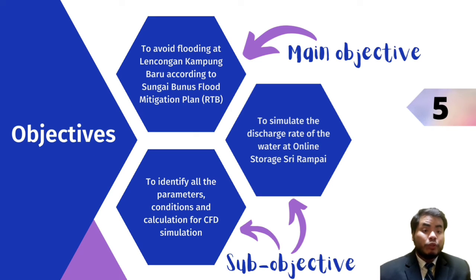Next, we will be moving to the objectives part. The main objective for my project is to avoid flooding at Lencongan Kampung Baru according to the Sungai Bunus Flood Mitigation Plan RTB. Then we have the sub-objectives for my project, which are to identify all the parameters, conditions, and calculation of the CFD simulation, and to simulate the discharge rate of the water at the online storage Sri Rampai.